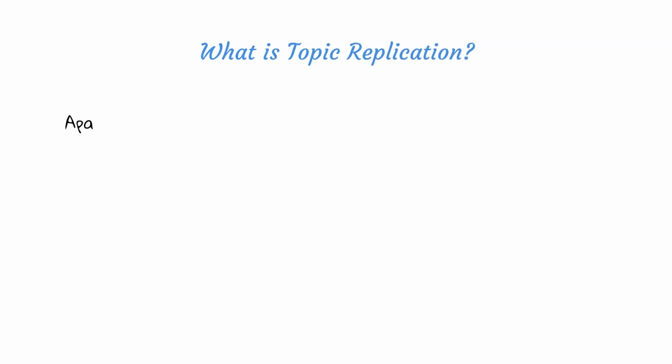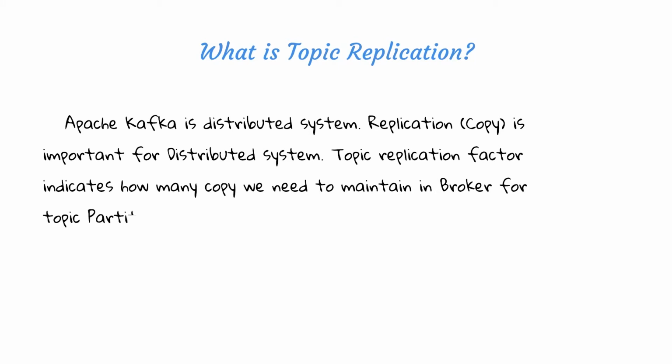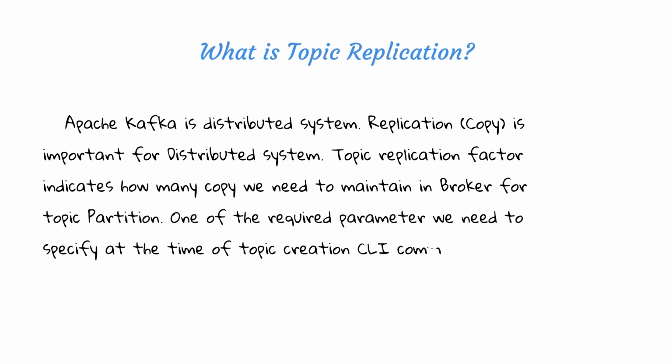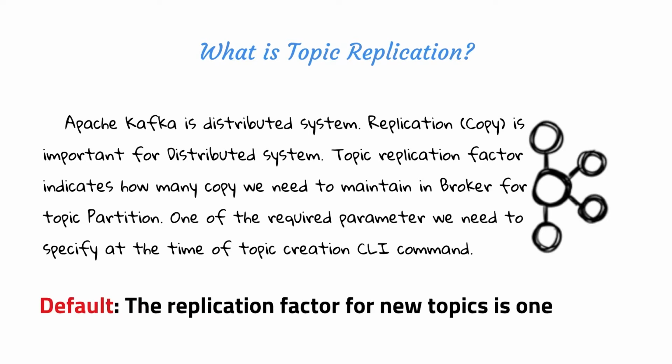Now let's talk about topic replication. Apache Kafka is a distributed system. Replication is important for a distributed system. The topic replication factor indicates how many copies we need to maintain on the brokers for the topic. It is one of the required parameters we need to specify at the time of topic creation by the CLI command. And this command I already showed you on the previous slide. The default replication factor for new topics is 1.